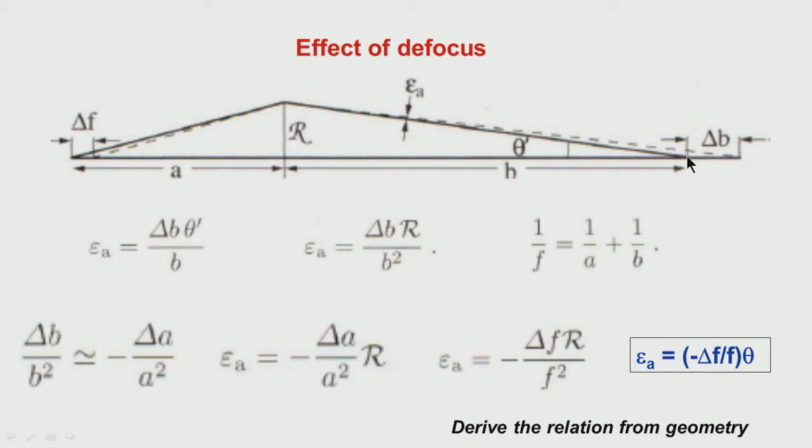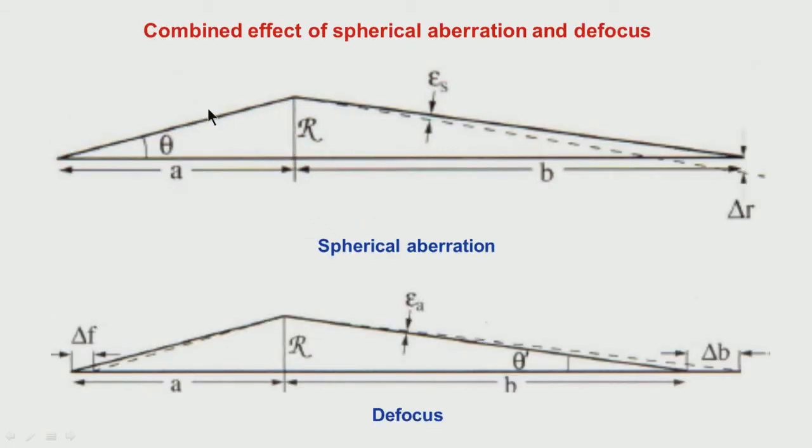That means that compared to what we saw in the case of spherical aberration, the beam is deviated in the opposite direction. We can relate this to the deviation in the angle bent, which equals delta f times r divided by f squared, or in terms of the angle theta, minus delta f by f times theta. This also one can derive very easily. Now, let us compare these two ray diagrams.